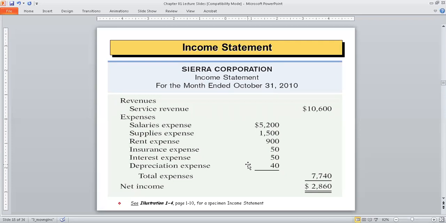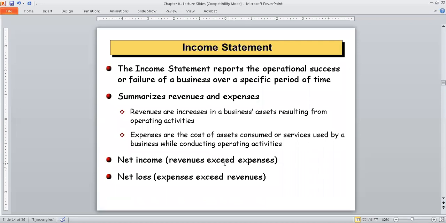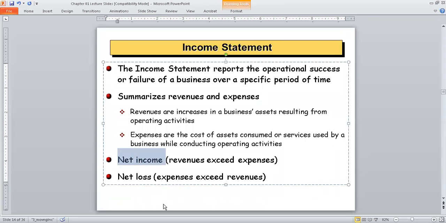But revenues is not an account. Revenues are a classification. Expenses are a classification. Right? So revenues minus expenses is the format of the income statement. And a business is successful if its revenues exceed its expenses. The business has net income. If the business is not successful, if revenues are less than expenses, you have a net loss. So the income statement is a summary of operational success or failure.